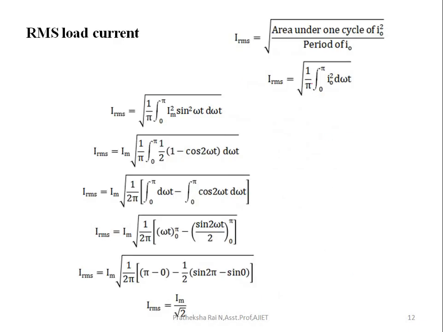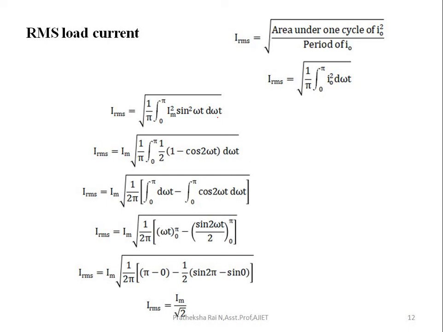How to find RMS load current? It is the root of the area under one cycle of I naught square divided by the period of I naught. What is the period of I naught? As I told you, it is pi. So integrate 0 to pi I naught square d omega t. Okay, so 1 by pi integration 0 to pi Im square sin square omega t d omega t.